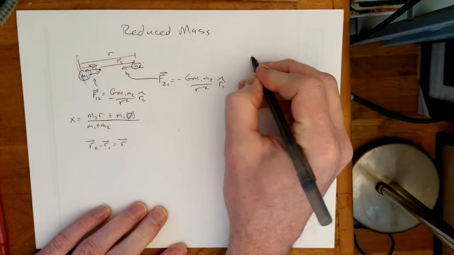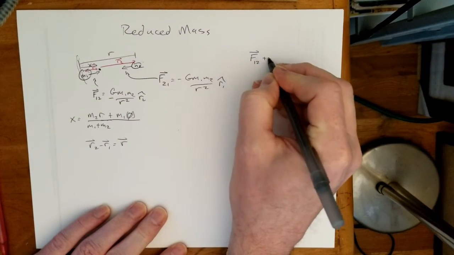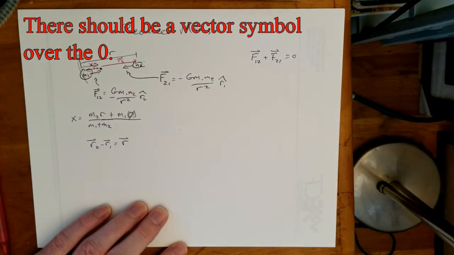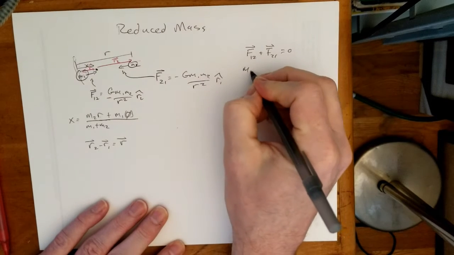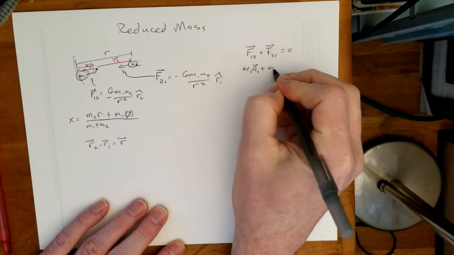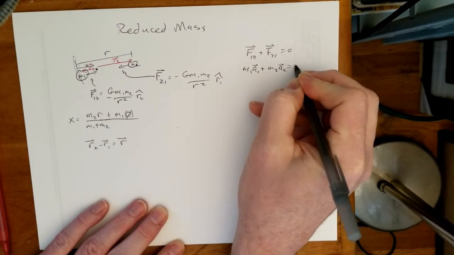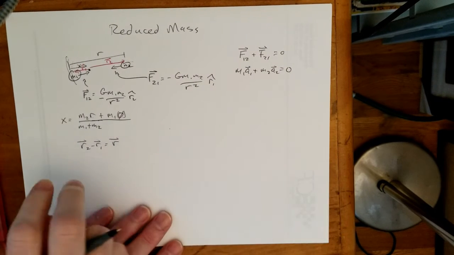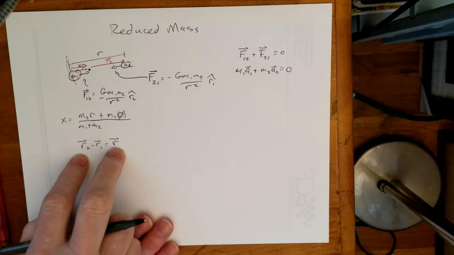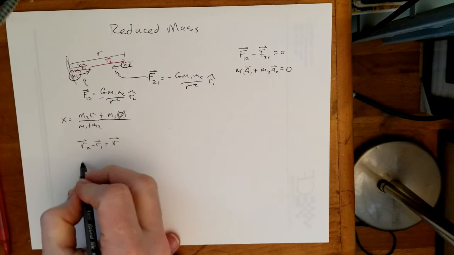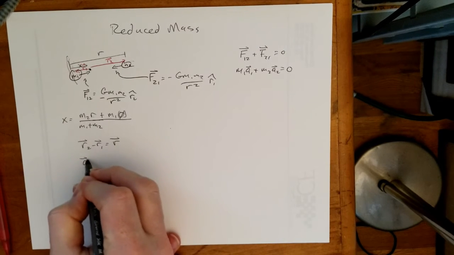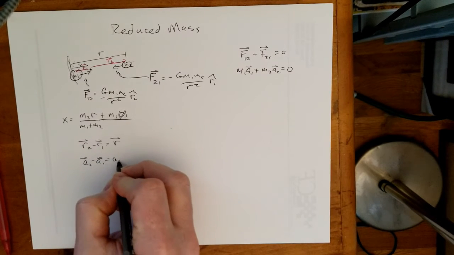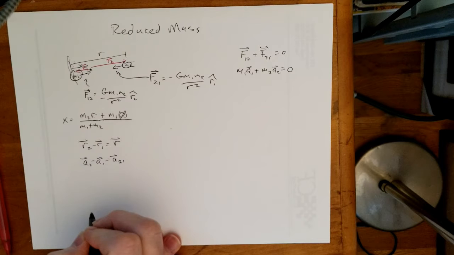From Newton's second law, I know that F12 plus F21 equals 0. It's because they're internal forces. They should add up to 0. This is M1 A1 plus M2 A2 equals 0. Well, I have these position vectors. I can do second derivatives here, and so end up with A2 minus A1 is equal to A21.